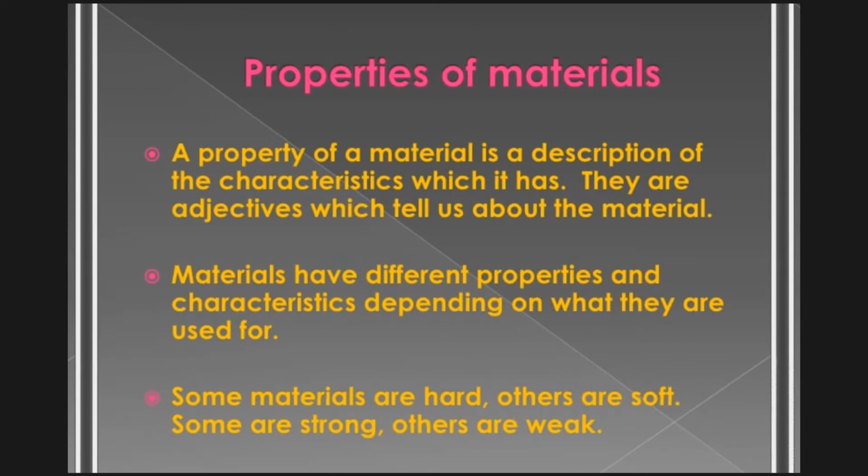Properties of materials. A property of a material is a description of the characteristics which it has, the adjectives which tell us about the material. Now, materials have different properties and characteristics depending on what they are used for. Some materials are hard, others are soft, some are strong, others are weak, some are transparent, others are opaque. Like this, there are different properties for materials.